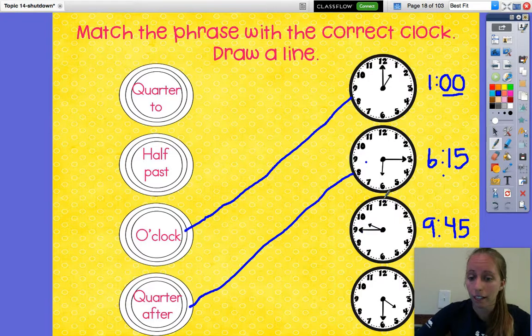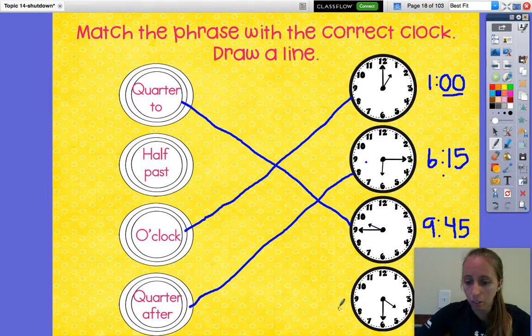The minute hand is on this side of the clock. So it's talking about how many minutes until the next hour, right? So it is a quarter to. It has to travel a quarter of the way or a fourth of the way around the clock to get back to the 12. So it's a quarter to the next hour.